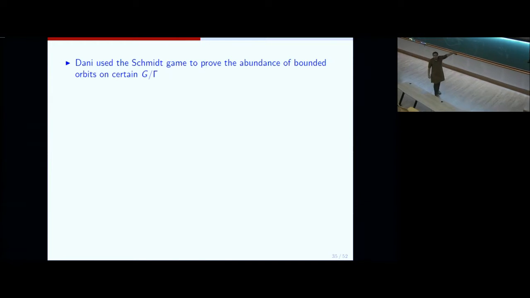Okay? And Wolfgang Schmidt introduced this game to study badly approximable vectors. These games, the sets for which they're winning strategies enjoy many remarkable properties. For instance, they have full Hausdorff dimension. But there are many other features of these games.